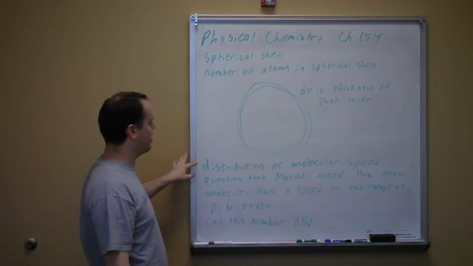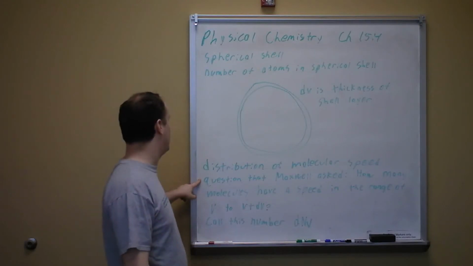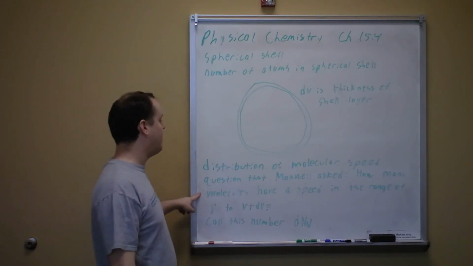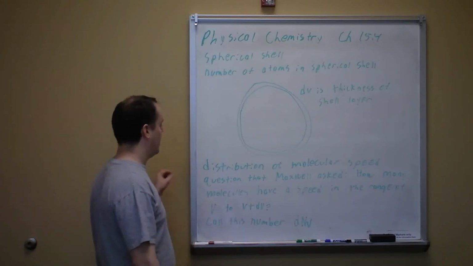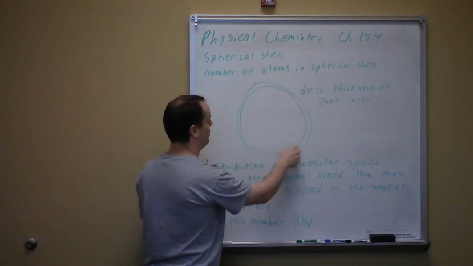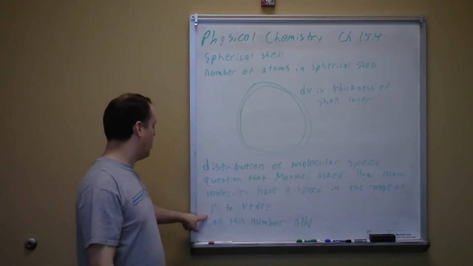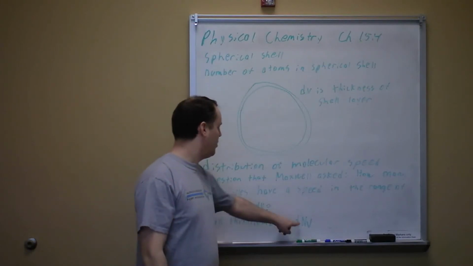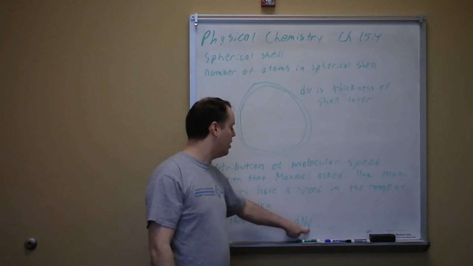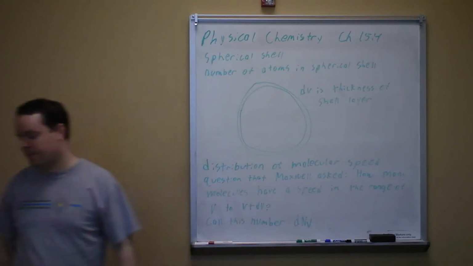So that's the thickness of this shell. So we're talking now about the distribution of molecular speed. Maxwell asked this question: how many molecules have a speed in the range of v to v plus dv? In other words, how many molecules are within this layer here? We're going to call this number dN(v). So it's the differential, the number of molecules at speed v.